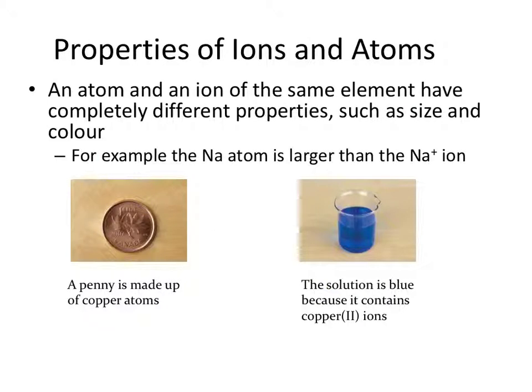Ions and atoms of the same element have completely different properties such as size and color. For example, the sodium atom is larger than the sodium plus ion. We also say that the sodium atom reacts very vigorously with water, whereas the sodium ion doesn't.